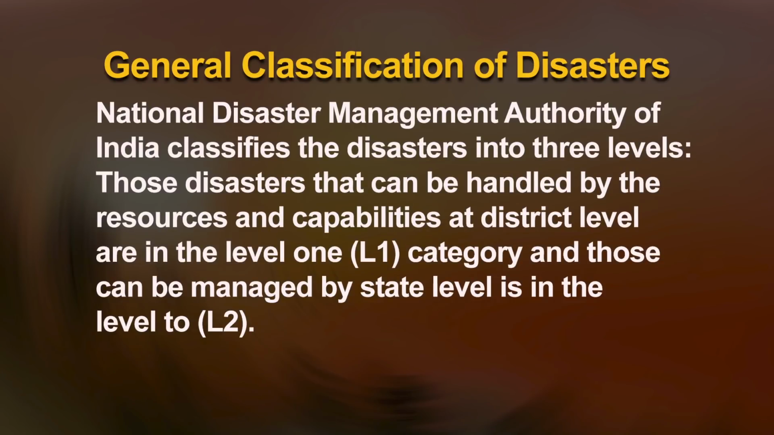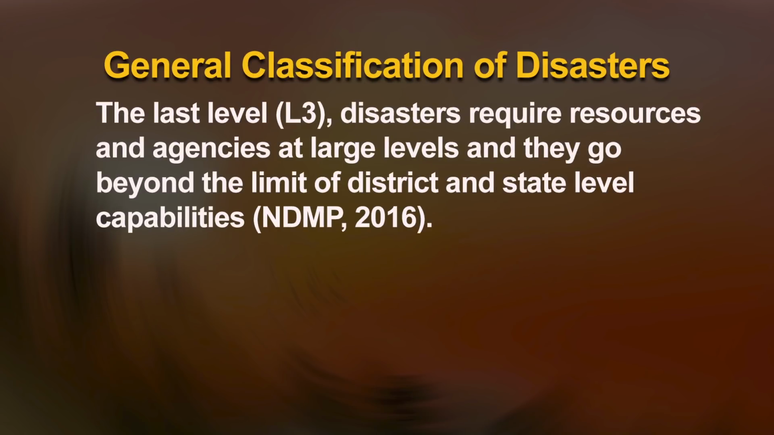National Disaster Management Authority of India classifies the disasters into 3 levels. Those disasters that can be handled by the resources and capabilities at district level are at the level 1 category, and those that can be managed by state level are in the level 2. The level 3 category is the disasters that require resources and agencies at large levels, and they go beyond the limit of district and state level capabilities. The classification of disasters into 3 levels is based on the magnitude of disasters that challenge resource capability of the disaster management authorities formed at various levels of the government system.